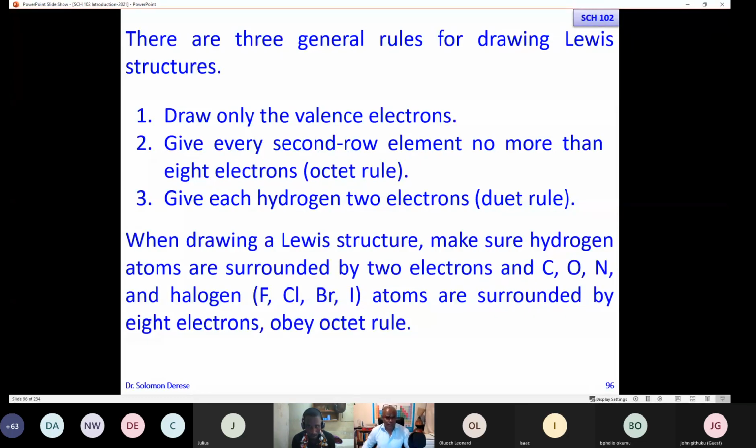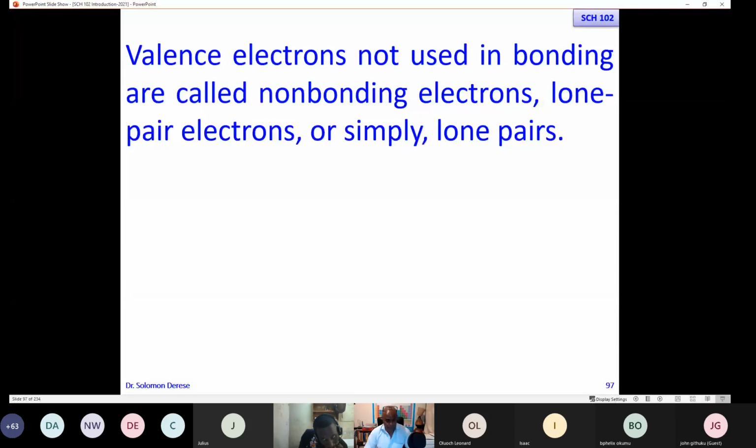So when drawing a Lewis structure, make sure hydrogen atoms are surrounded by 2 electrons, and elements like carbon, oxygen, nitrogen, and the halogens, fluorine, chlorine, bromine, or iodine, are surrounded by 8 electrons. You must make sure the octet rule is obeyed for carbon, oxygen, nitrogen, and the halogens, and the duet rule is obeyed for hydrogen. That's what we do. And then at the end of the day, we are going to follow some rules.